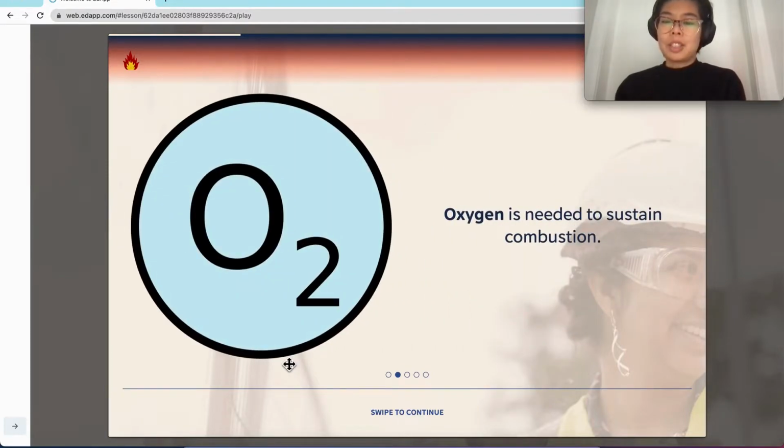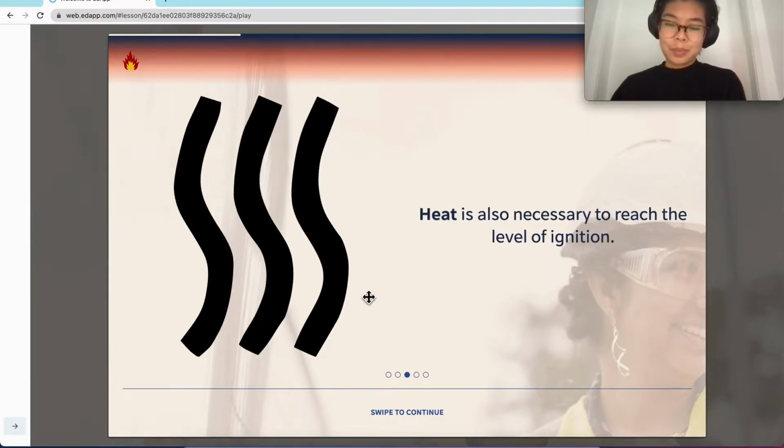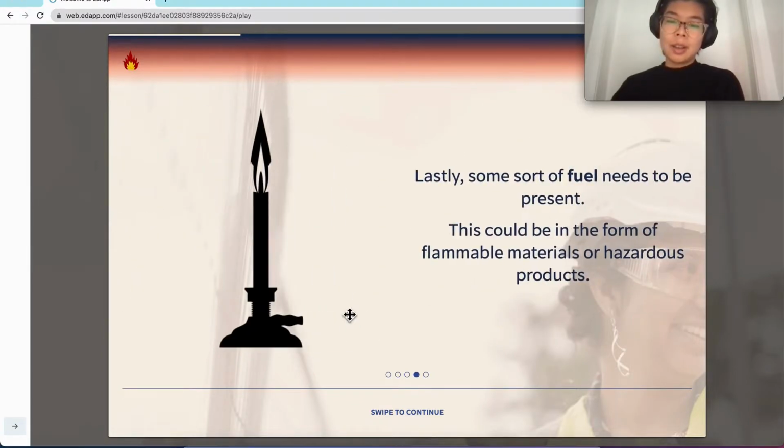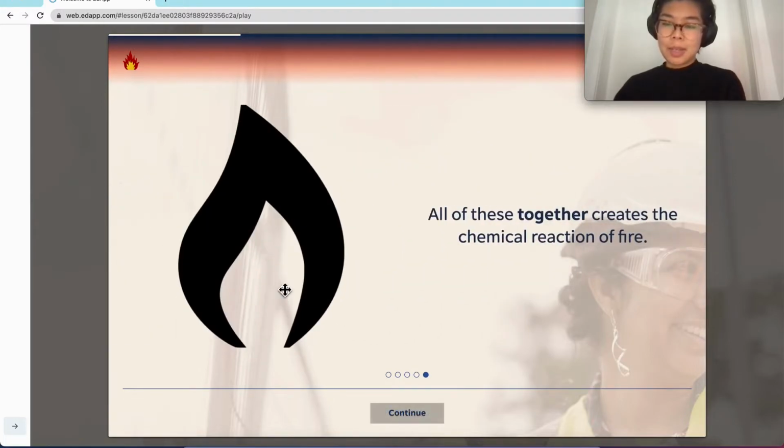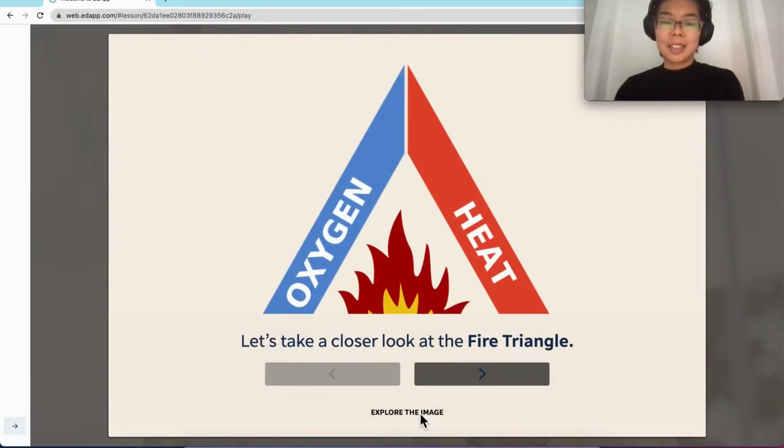First up, we have oxygen. It's needed to sustain combustion. Heat is also necessary to reach the level of ignition. Lastly, some sort of fuel needs to be present, and this could come in the form of flammable materials or hazardous products. Let's swipe across. And lastly, all of these together create the chemical reaction for fire. Let's continue to the next slide.